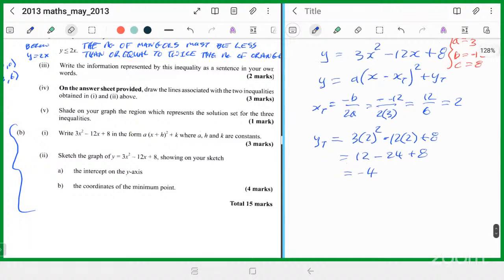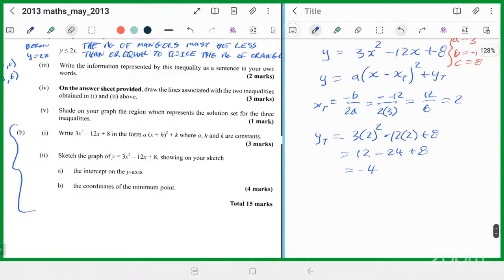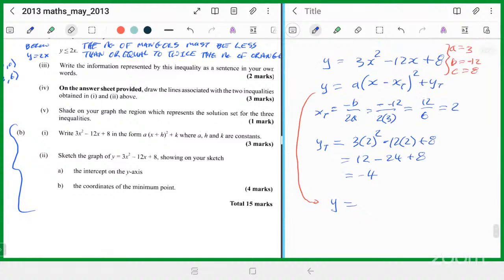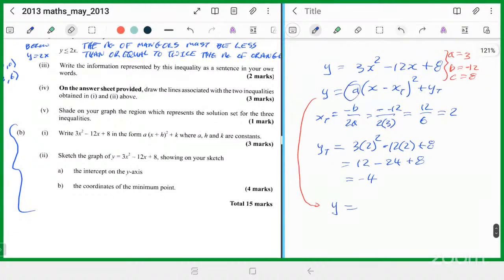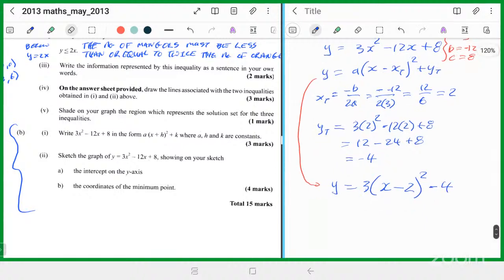Now that I know the x and the y, I can plug them back into the expression y is equal to the a value. Remember, the a value is 3, times x minus the value right here, which is 2. Don't forget the square. Plus yt, which is negative 4. I'll compute the square.